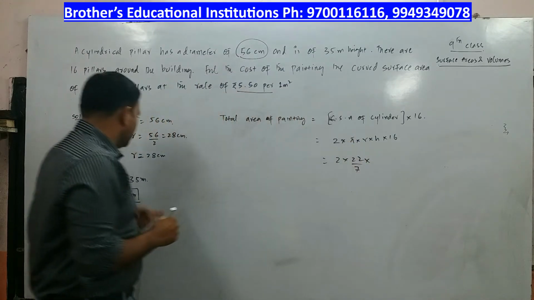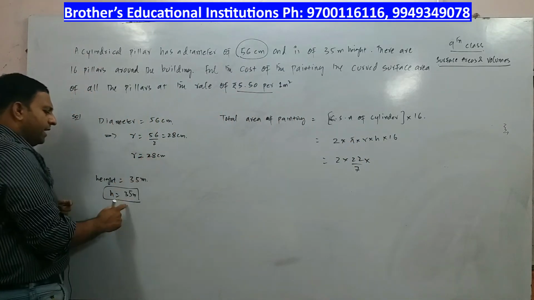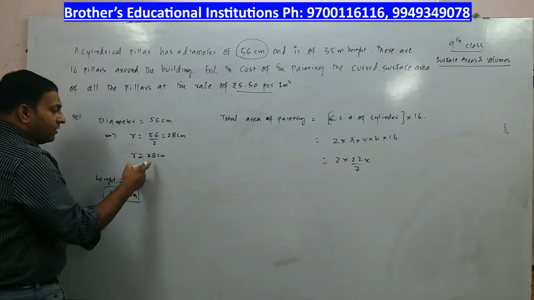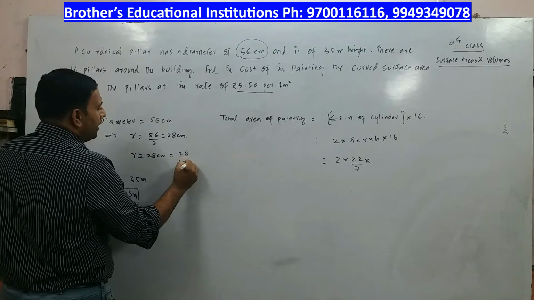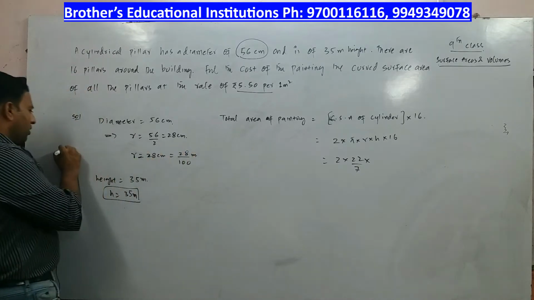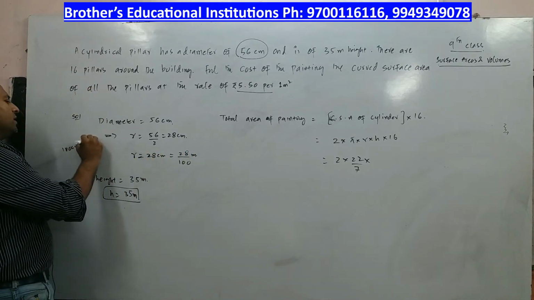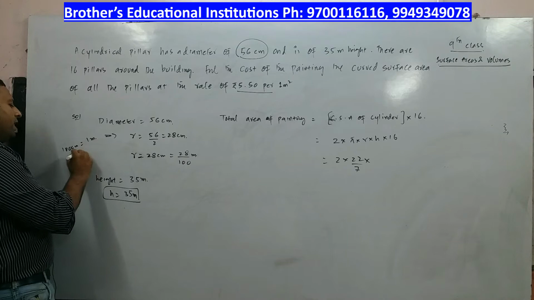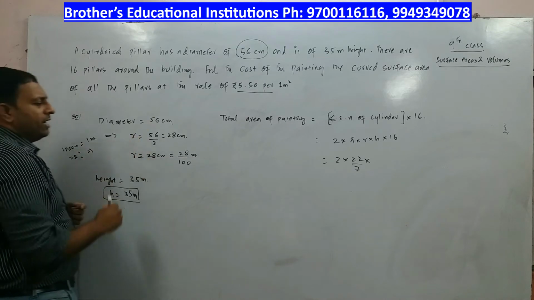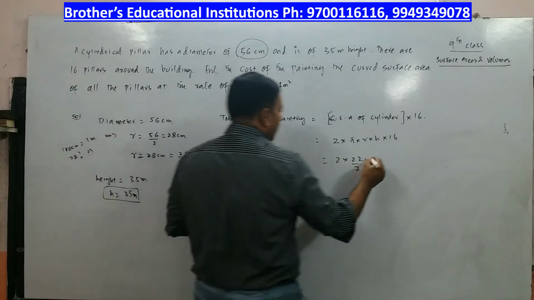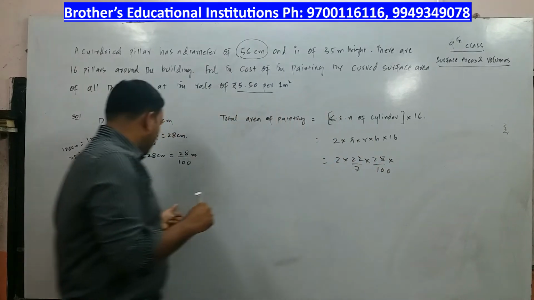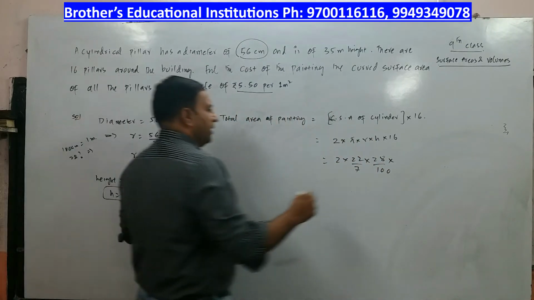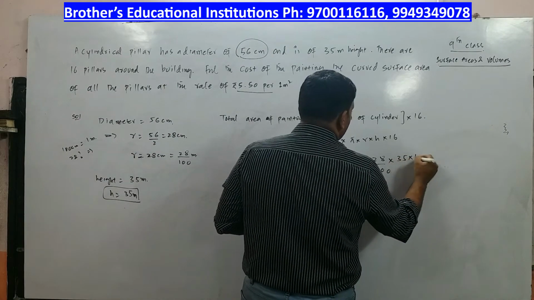What is radius? Radius is 28 centimeters, whereas height is 35 meters. So you have to convert centimeters into meters. 28 centimeters is equal to 28 by 100 meters, because we all know 100 centimeters is equal to 1 meter. So instead of r, now I will write 28 by 100 into h. What is h given to you? h is 35. Alright, so h is 35 into 16.